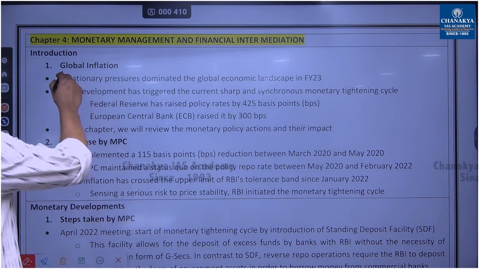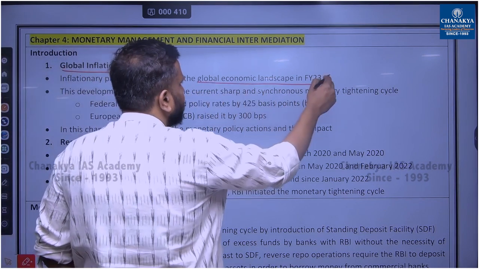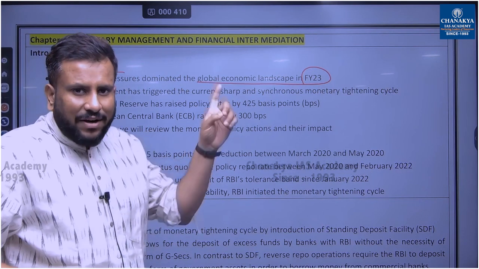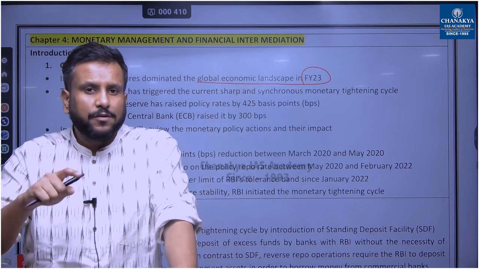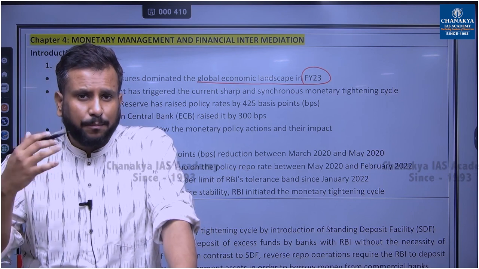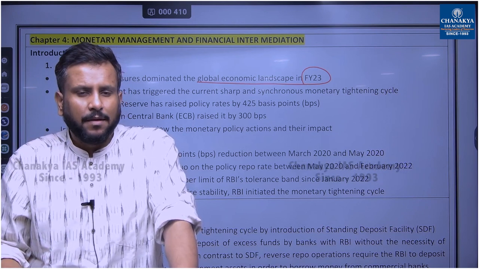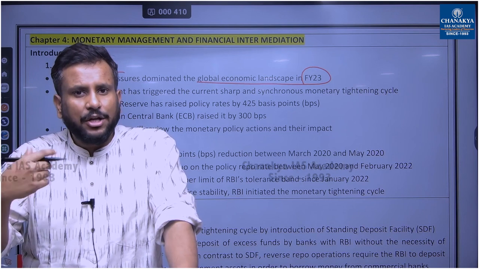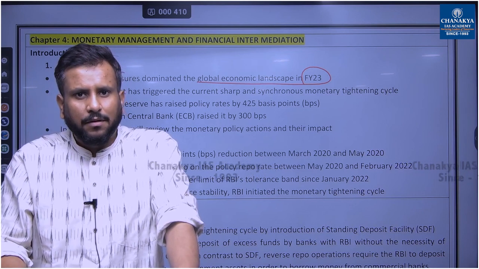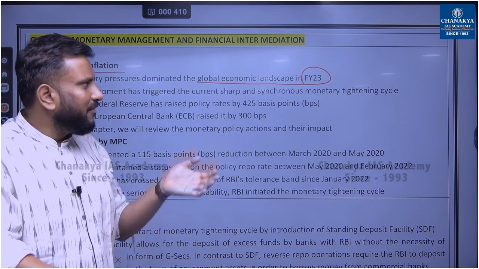So first of all, global inflation. Inflationary pressures have dominated the global economic landscapes in FY23. We have discussed why. This inflation, which we have witnessed throughout the year, was because of the pent-up demand of the pandemic. Second, huge money which was pumped into the economy by every government because of its expansionary fiscal policy. And third, after the conflict in Europe, the prices of energy, the prices of fertilizers, the prices of wheat shot up. So because of this, inflation has been the biggest problem in the financial year 23.